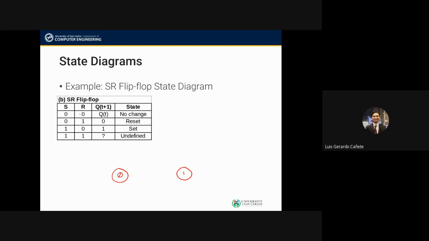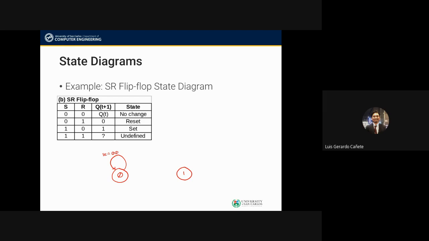Remember that when S and R are your inputs, and both S and R are 0, we just stay in the same state. We write that in state diagram form by saying that we are in state 0, and when both S and R are equal to 0, just for this example, I will write SR equal to 0, 0.